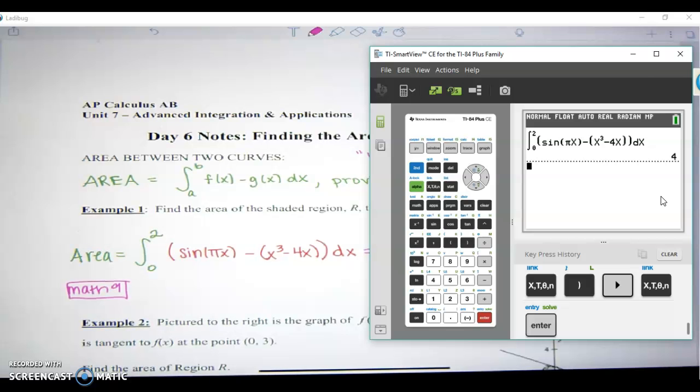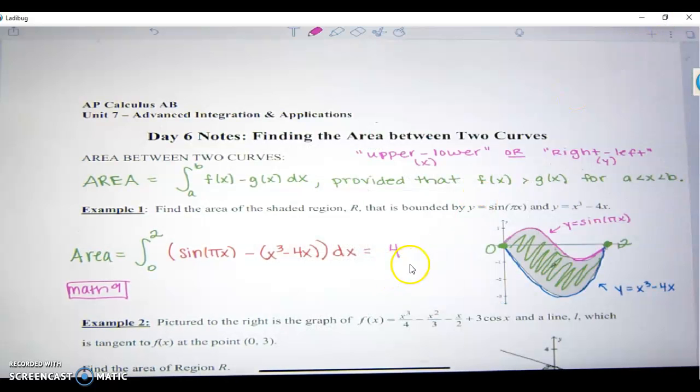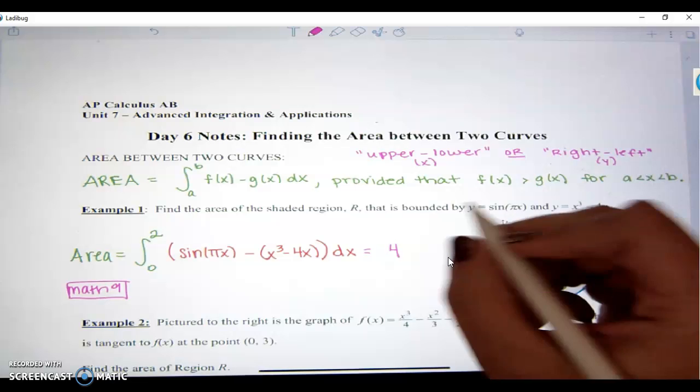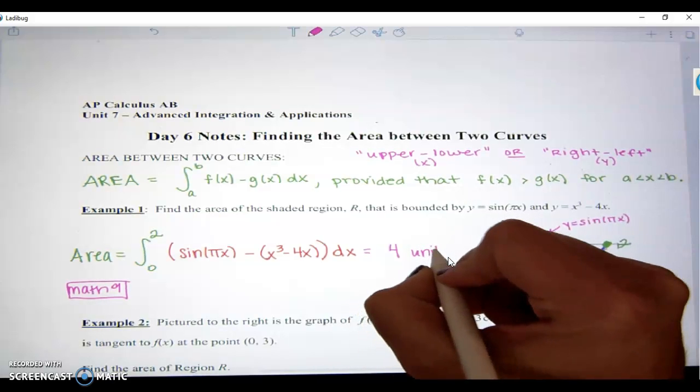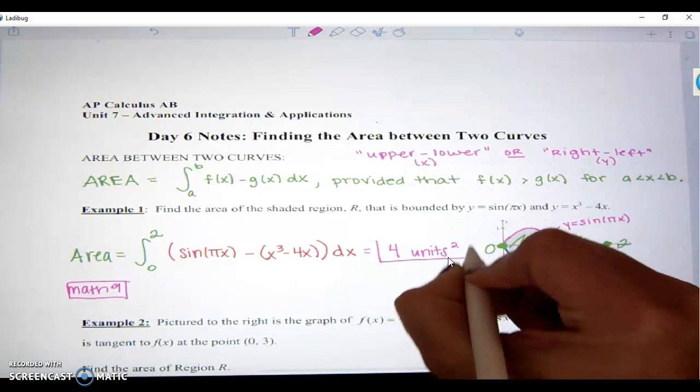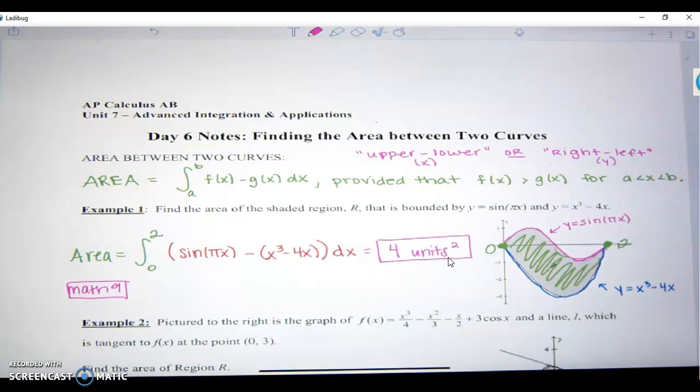Now this does not have units on it, but it is area, so whatever the units would be, if there were units, they would be units squared. So that is how you find the area under the curve, but essentially it's between two curves here. So you always make sure you do top minus the bottom area there.